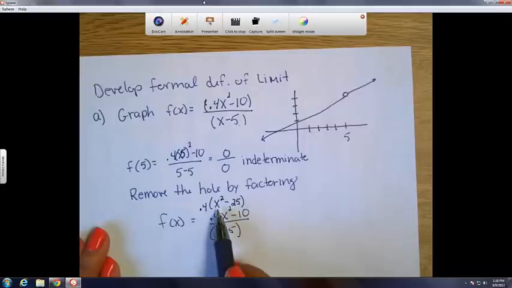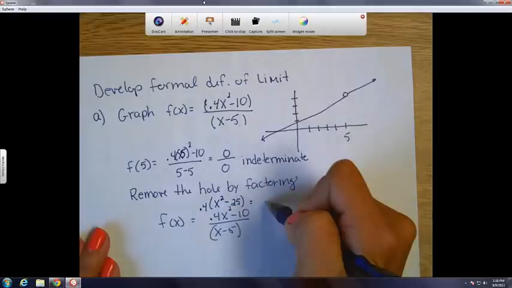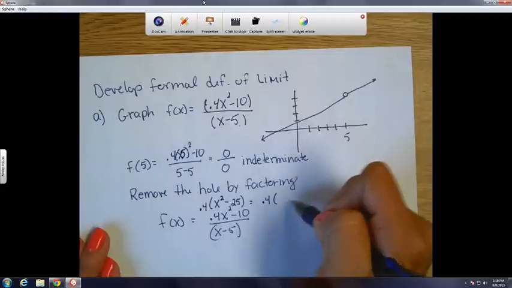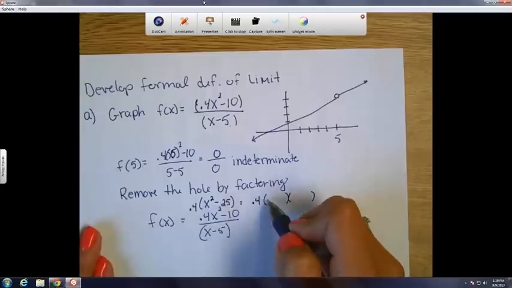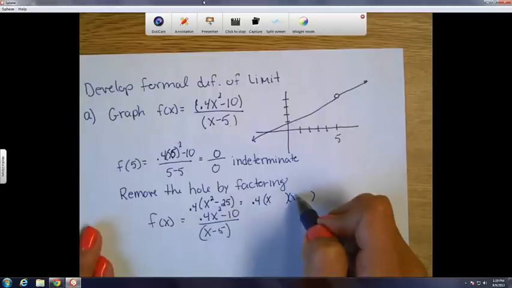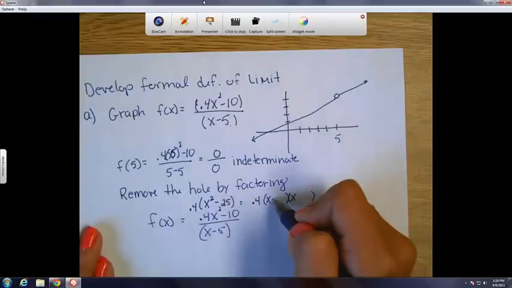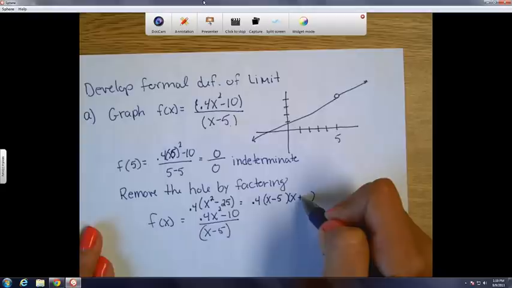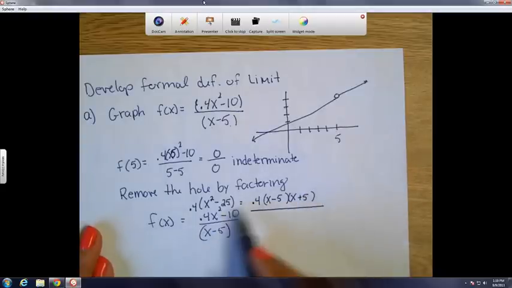This, take yourself all the way back to algebra, is the difference of squares. So that also factors. So I'm going to come over here and run out of room. We got the 0.4. That will factor into x and x gives me the x squared. The two numbers multiplied together to give you a negative 25 that add up to 0, a minus 5 and a plus 5. There's the numerator completely factored, the three factors.